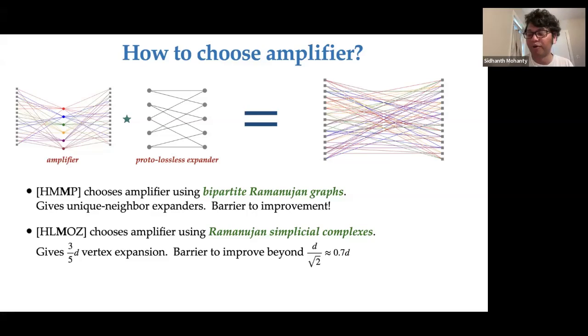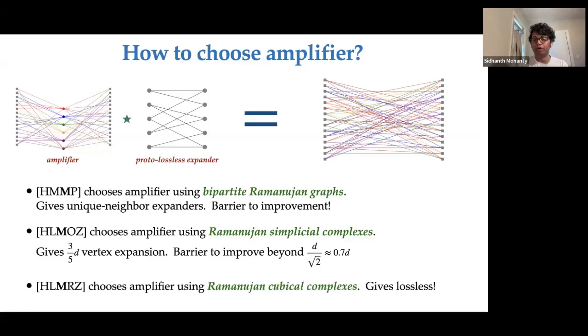But the thing I wanted to point out was even though this does break the spectral barrier and it gives you 0.6D vertex expansion, there is actually a barrier to use these as the amplifier if we want to go beyond D over square root 2, which is roughly 0.7D. So at least with the current techniques, we don't know how to say that this graph would give you a lossless expander.